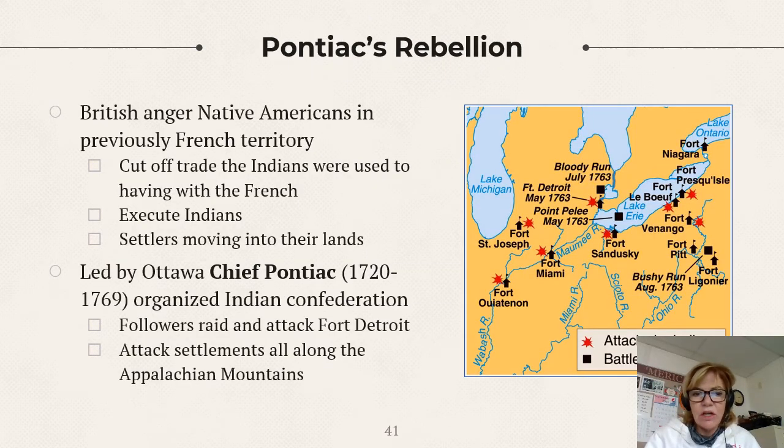Then another event occurs after the French and Indian War that worsens the situation between the English and the American colonists. The British really upset the Native Americans following the French and Indian War, because those Native Americans who are in formerly French territory feel as if their rights are being infringed upon. They're no longer able to trade with the French, and they had become accustomed to that and dependent upon that over time.